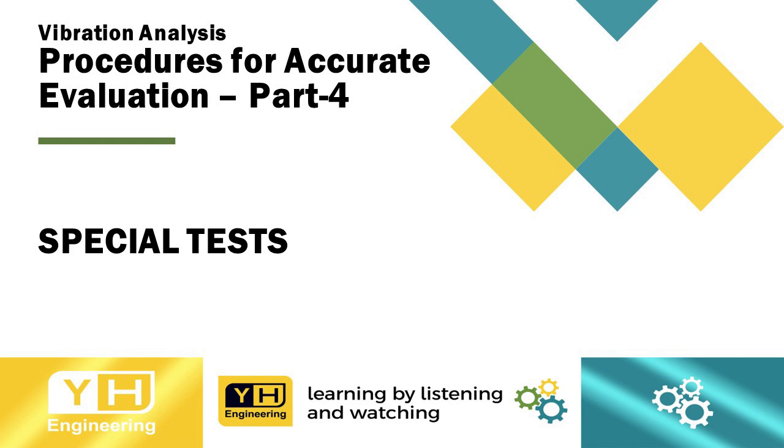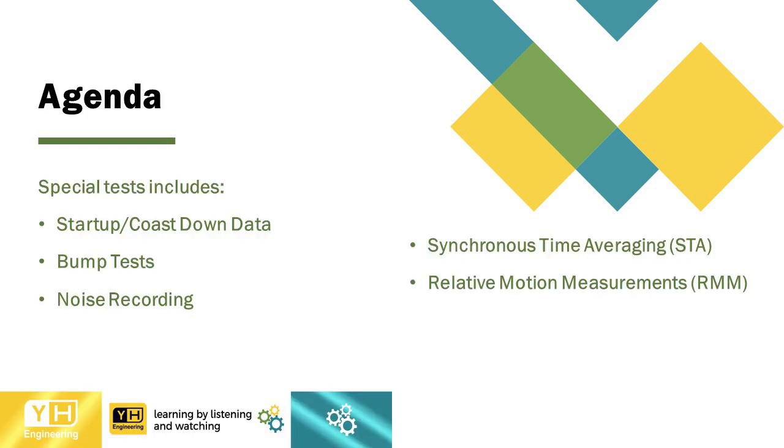Vibration analysis. Procedures for accurate evaluation of machinery condition. Part 4. Special tests. Our agenda in this section will talk about special tests, which includes: 1. Startup or coast down data. 2. Bump tests. 3. Noise recording. 4. Synchronous time averaging, or STA, and 5. Relative motion measurements, or RMM.